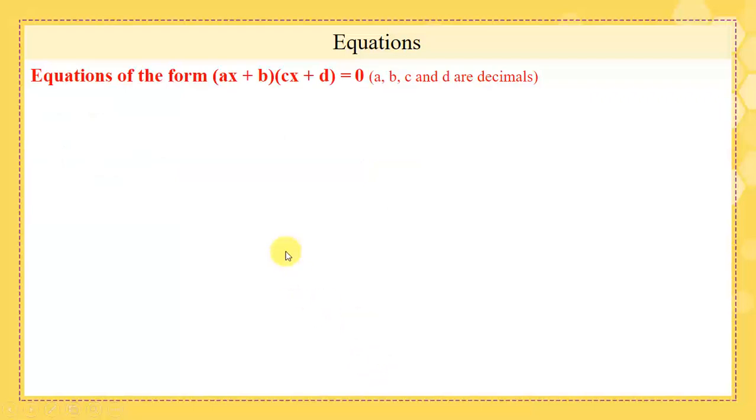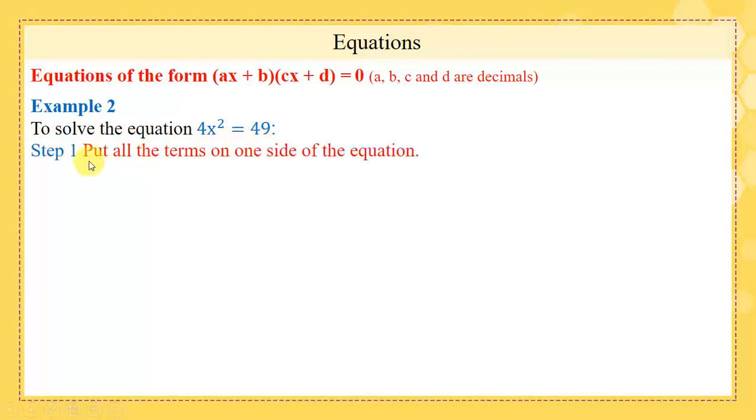Equations of the form (ax + b)(cx + d) = 0. Example 2. Let us solve the equation 4x² = 49. As we mentioned before, in step 1 we move all the terms to one side and make the other side 0. We get 4x² − 49 = 0.